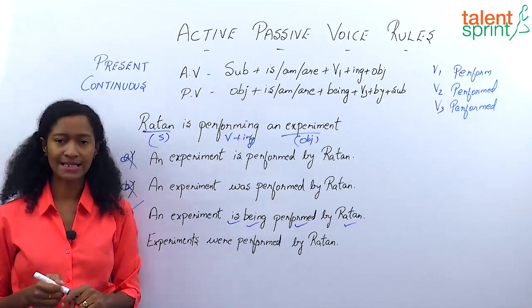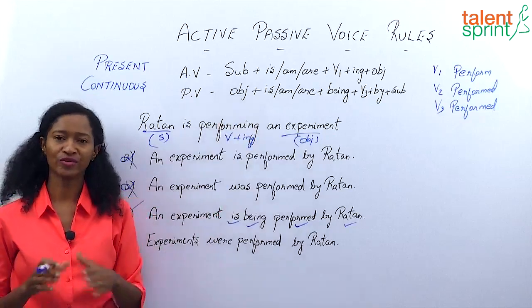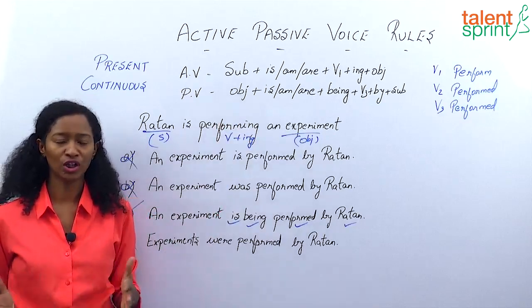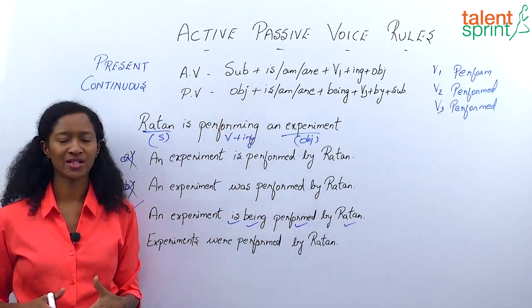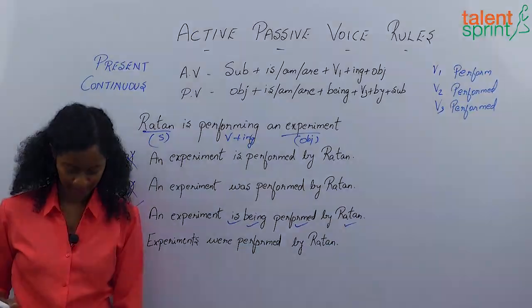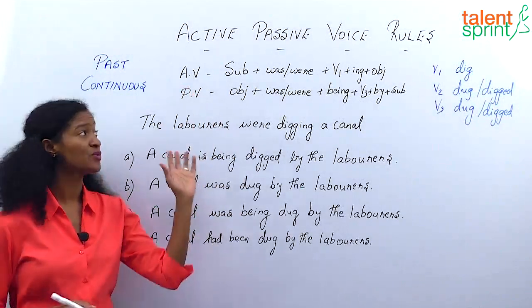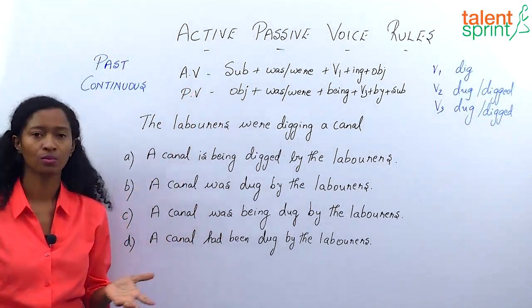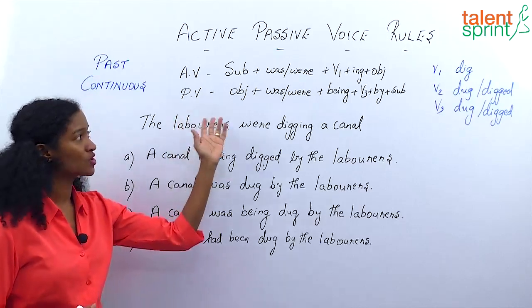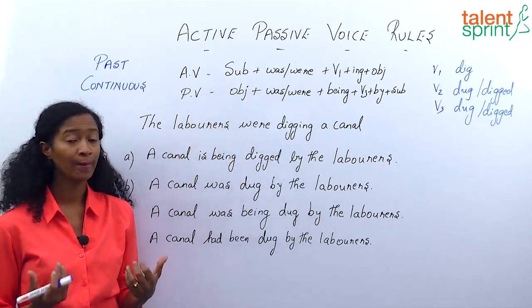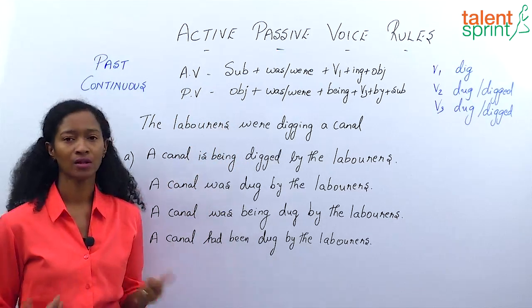So it becomes pretty simple when you have a framework to fall back on, in terms of the form that I need to look for in the context. Let's move on to our second continuous tense, which is the past continuous tense. Let's look at our active voice. Subject plus was or were plus verb 1, the ing form of it, plus the object. The passive voice is object plus was or were plus being plus verb 3 by and then the subject.